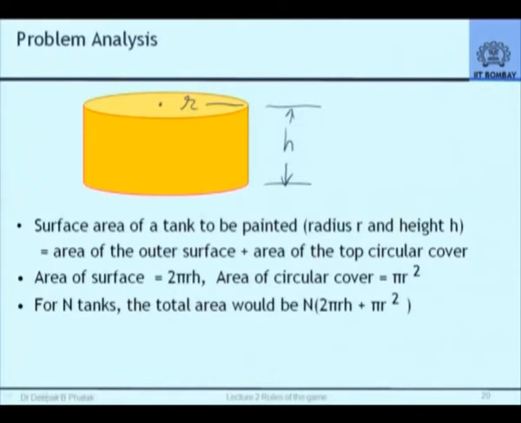Now if there are n tanks, then the total area to be painted will be how much? n into (2 pi r h plus pi r square). So this is the total area to be painted. If I multiply this by the rate of painting, I will get the cost. Simple computation, but I need to write a program for this.